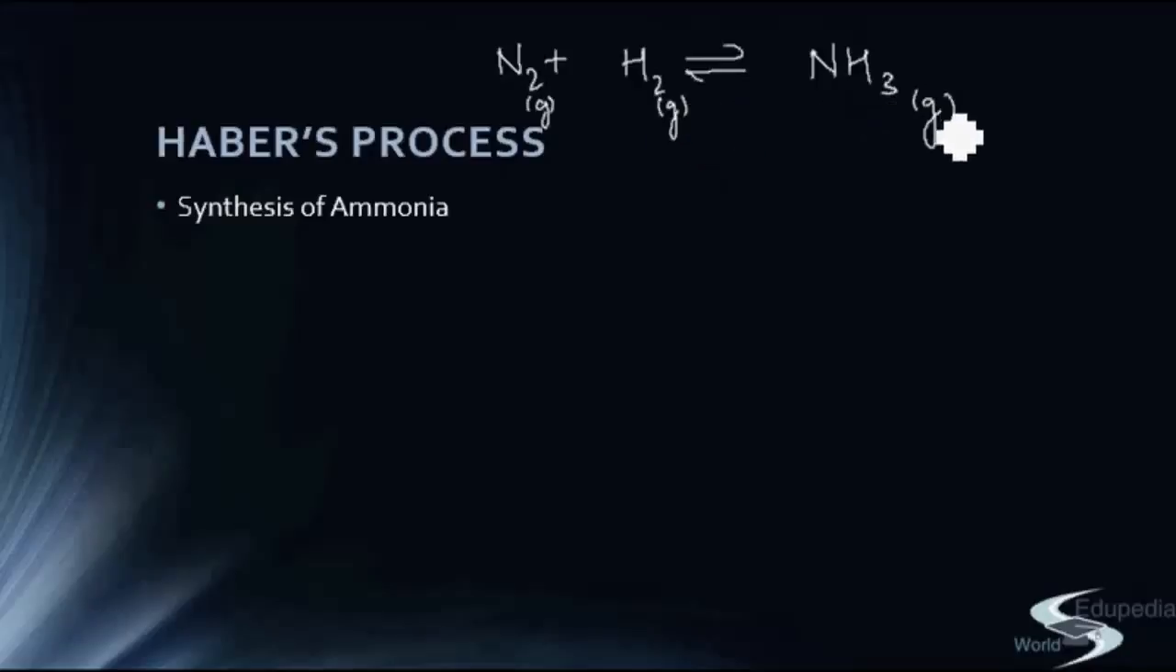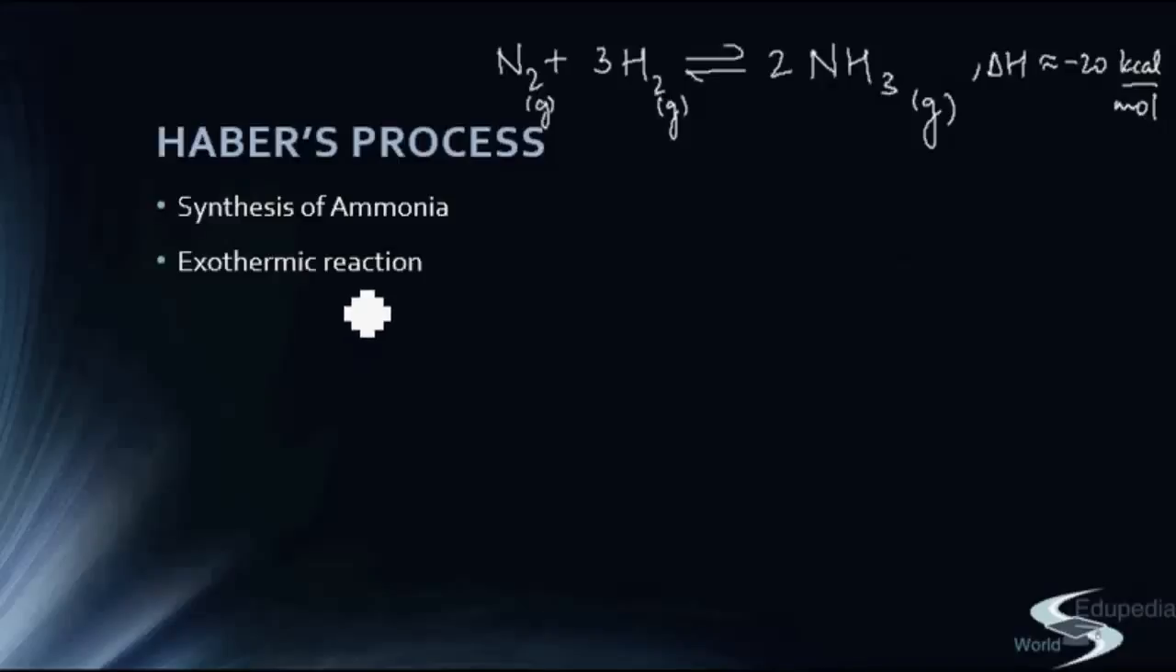The balancing can be done by us. Let's say we balance it in this way: 1 mole of nitrogen combines with 3 moles of hydrogen to form 2 moles of ammonia gas. For this reaction the delta H value is around minus 20 kilocalories per mole. This means the reaction is an exothermic reaction, because the delta H value for the reaction is less than 0. We also use a catalyst in this reaction, so we'll come to that.